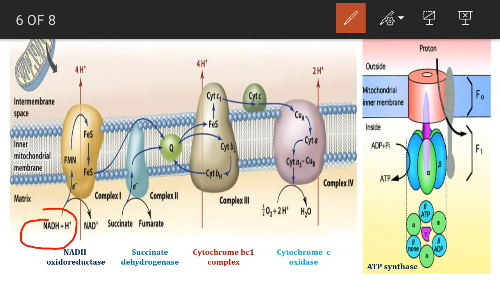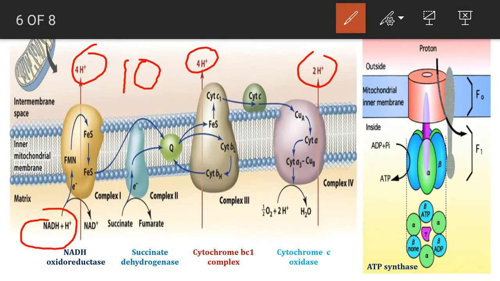With the oxidation of NADH, 10 protons are transferred. Now let's see how much ATP it can synthesize because of its oxidation. As 10 protons are transferred and 4 protons are required for 1 ATP, 10 by 4 gives 2.5. That means because of oxidation of NADH, 2.5 ATP is synthesized.